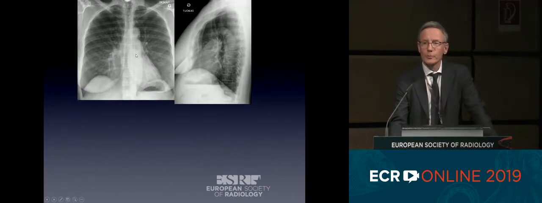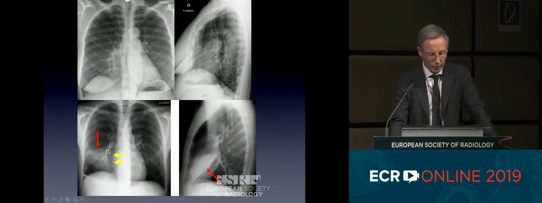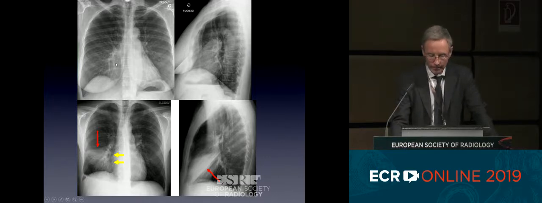And this you must not confuse with right middle lobe pneumonia, where you also lose the right heart border, much more readily seen on a lateral view. And if you know this variant, then you will not mistake this as a right middle lobe pneumonia.